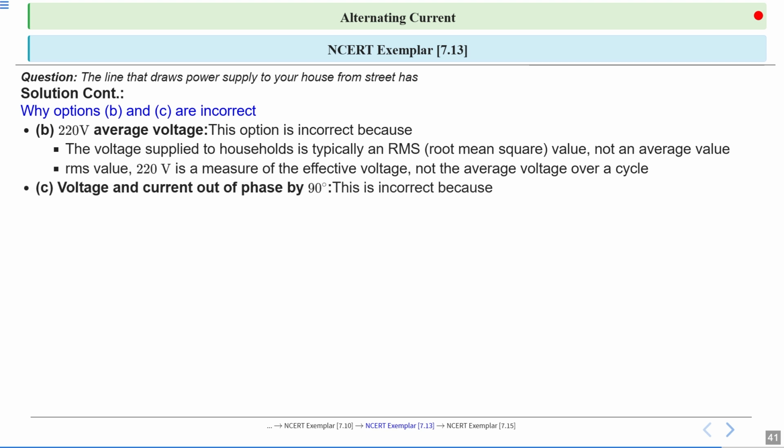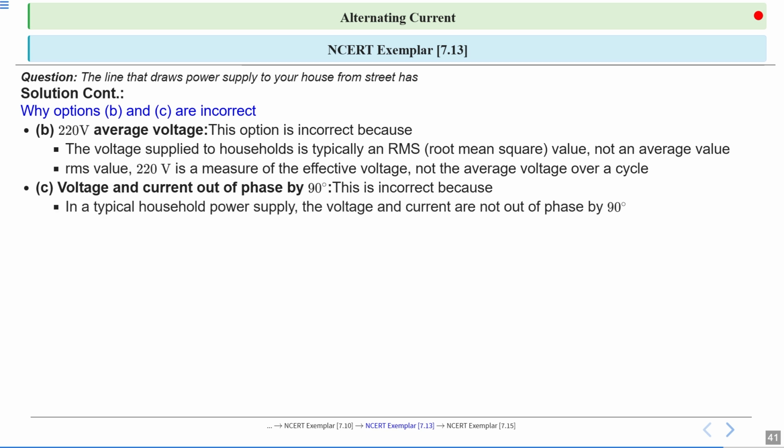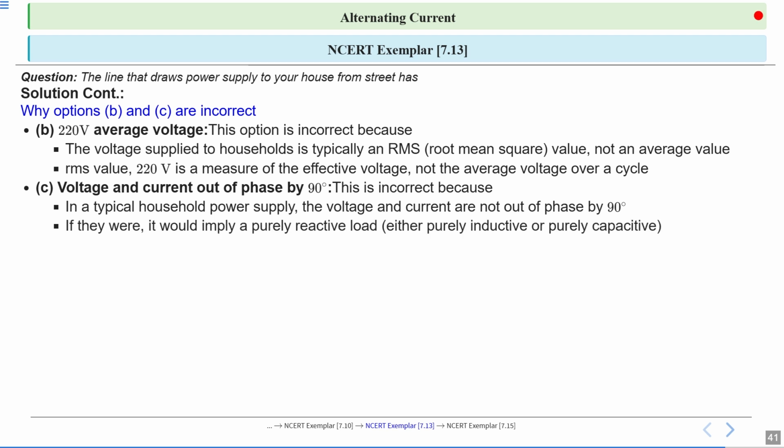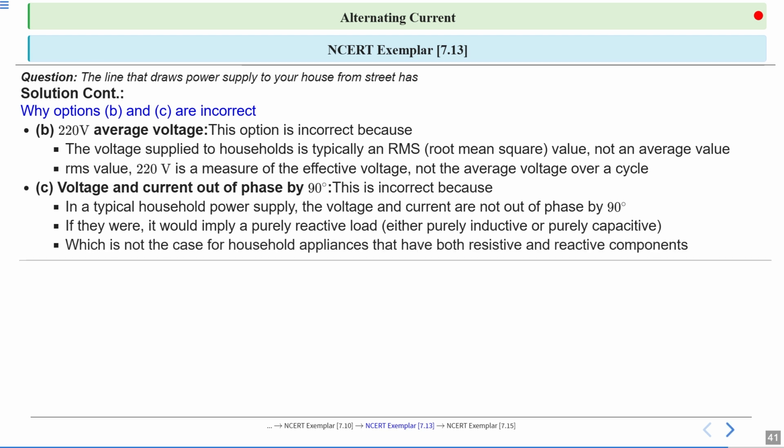Option C was voltage and current out of phase by 90 degree. This is incorrect also. Why? In a typical household power supply, the voltage and current are not out of phase by 90 degree. Because if they were, it would imply a purely reactive load, that is, either a purely inductor or a purely capacitor connected. But the components we are using in our homes are not purely inductive or purely capacitive; resistive components are also there, due to which the phase difference is not exactly pi by 2.